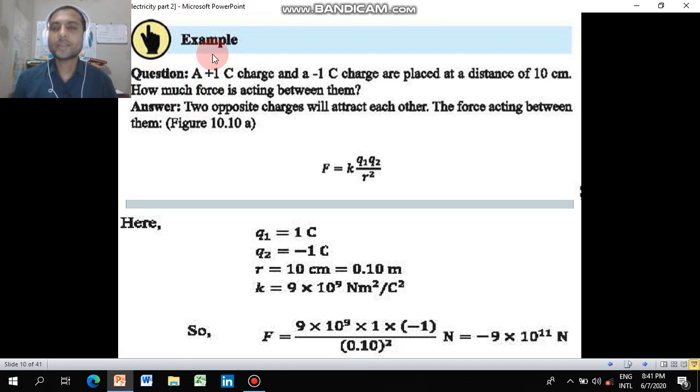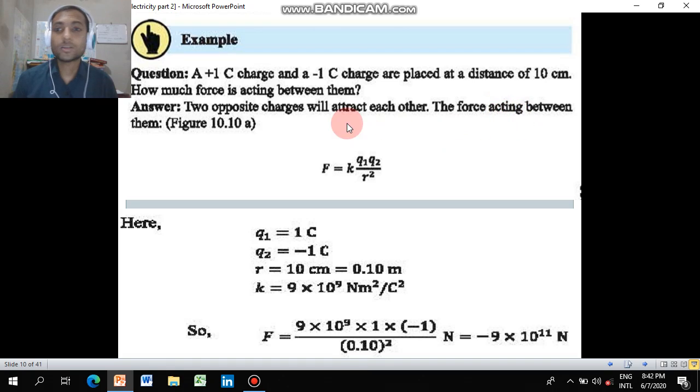Here an example is given in your textbook. Question: a plus 1 coulomb charge and a minus 1 coulomb charge are placed at a distance of 10 centimeter. How much force is acting between them? We have to find out the force acting between them. The two charges will attract each other. Why? Because they are opposite charges. One is positive, another is negative.